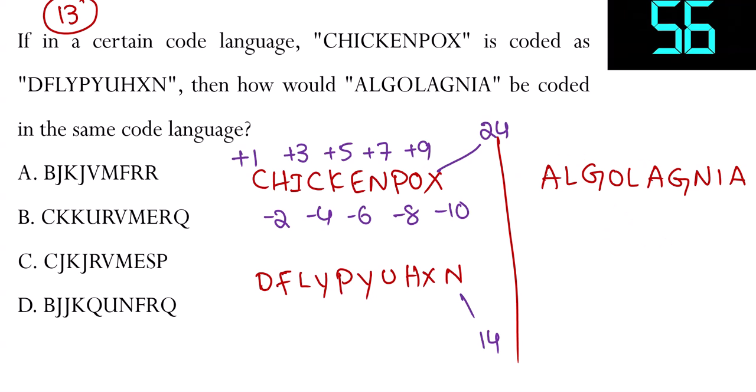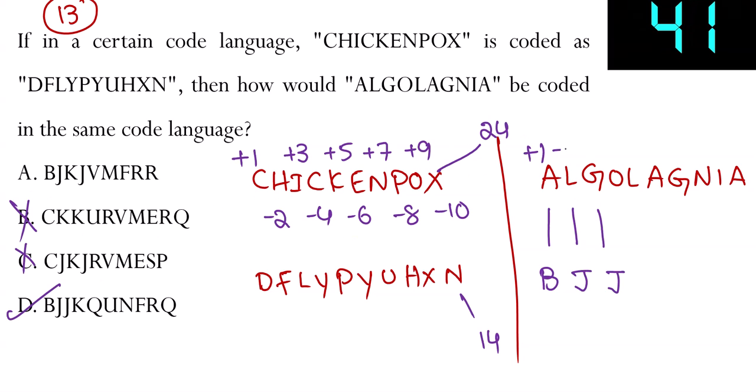Now, if you apply plus 1, B, minus 2, J, with BJ 2 options. So this is eliminated. Next, plus 3 is again J only will come. So plus 1, minus 2, plus 3 with that BJJ. Only one option available. Go with option D. Good question. No, the logic is plus 1, plus 2, plus 3, plus 4, plus 5 and all. Excellent.